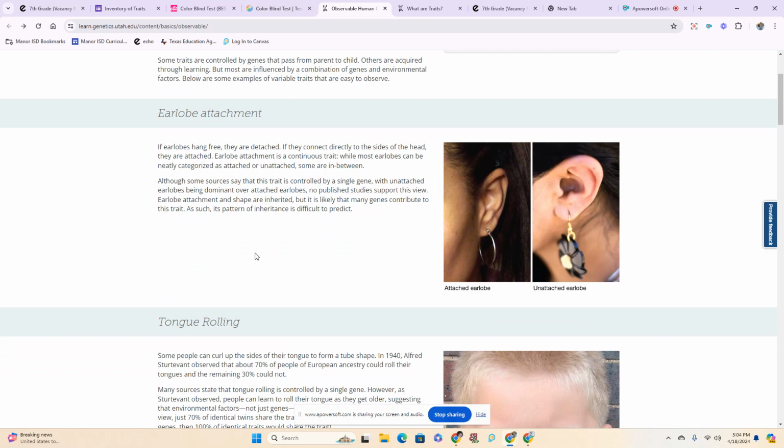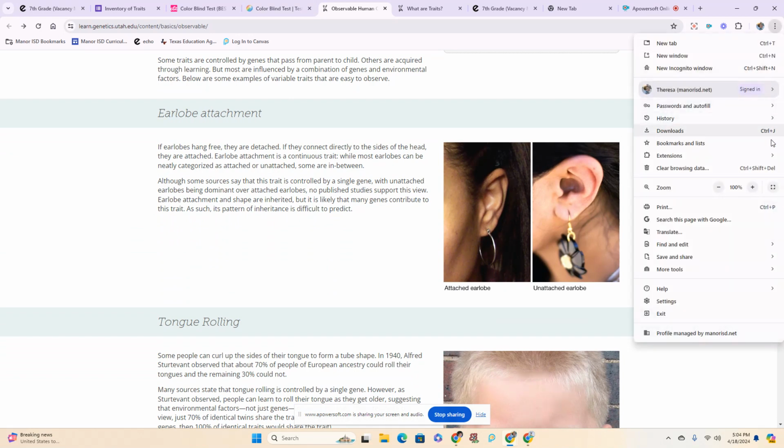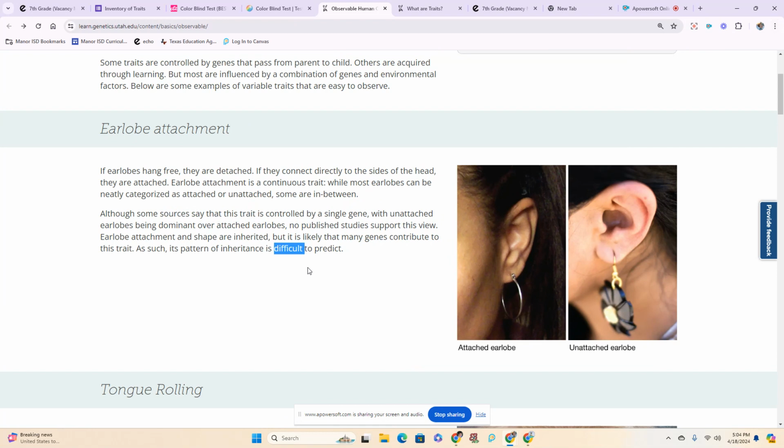Earlobe attachment would be this first one. When you complete this Google Doc, you're going to look at your earlobes. If your earlobes hang free, they are detached or unattached. That would be this. You may have to get a classmate to look for you. You may have to use your camera on your phone or a mirror. If they connect directly to the side of your head, they are attached. So attached, like you don't have a lobe hanging down, and detached or unattached.